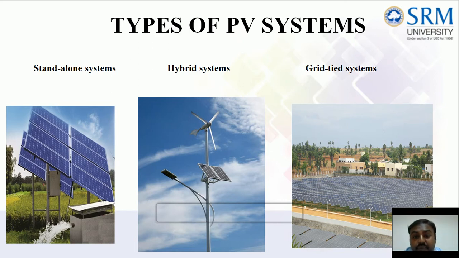Next are hybrid systems. Hybrid systems embody two or more sources along with PV. That's why they are called hybrid systems. In the photo shown, we are seeing a PV panel along with a wind electric conversion system. The wind electric conversion system and the photovoltaic system are a good blend. The reason is they are somewhat complementary sources.